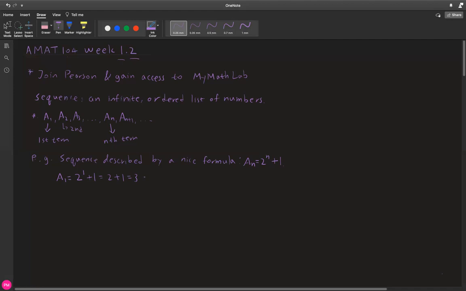Then what about the second term? Let's say here, a sub 2. As we did here, we would substitute 2 for wherever you see n. So 2 to the power of 2 plus 1 will be, 2 to the power of 2 is 2 times 2, which is 4, plus 1 equals 5. And we could do the third term of the sequence as 2 to the power of 3 plus 1, which is 8 plus 1 equals 9, and so on.